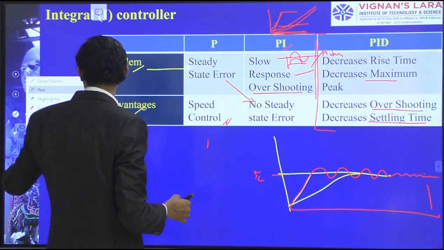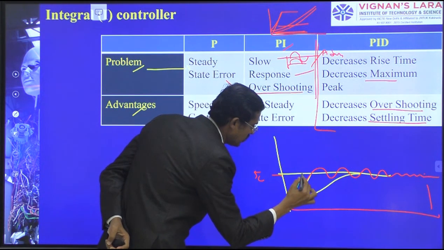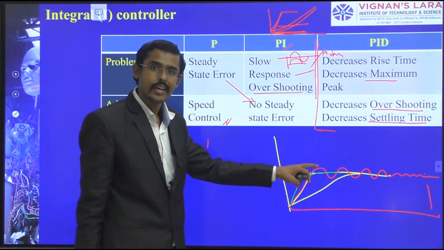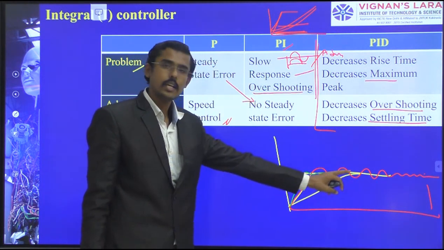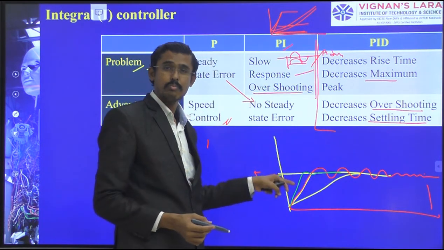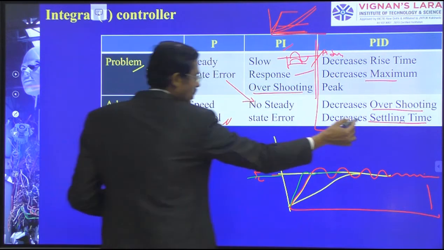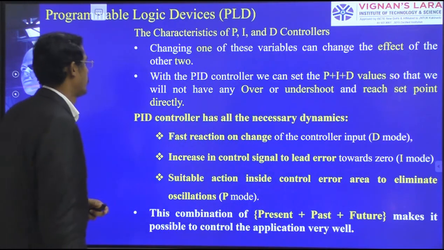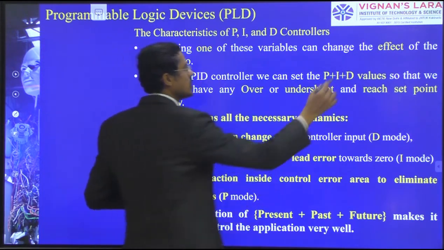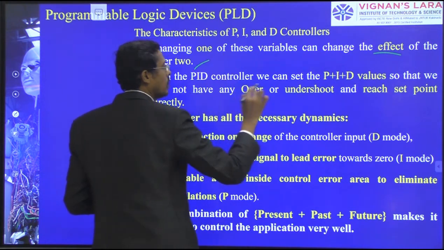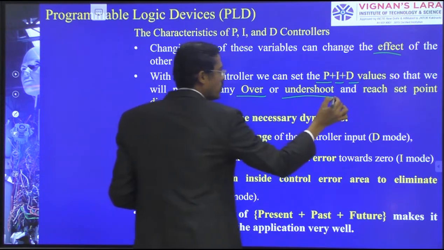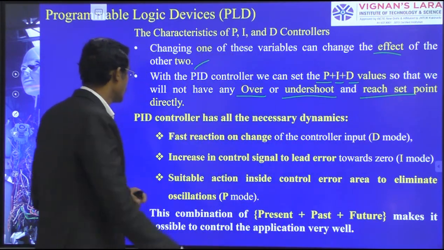When we add the derivative control, it comes here slowly. Because overshootings are avoided, undershootings are avoided, and steady state errors are avoided, we are fixing the state parameter through PID controllers, thereby decreasing the settling time. So this is what we have to see. A change in one of those variables can change the effect of the others. With PID controllers, we can set P, I and D values so that we will not have over or undershooting, and reach the set point quickly and directly.